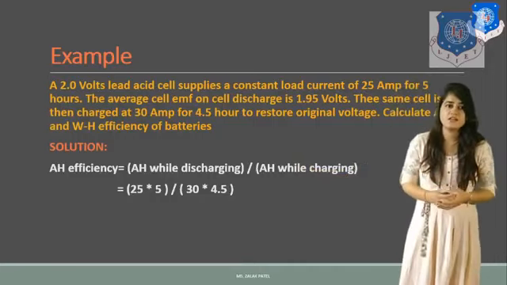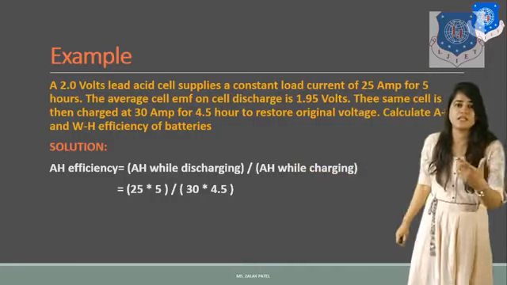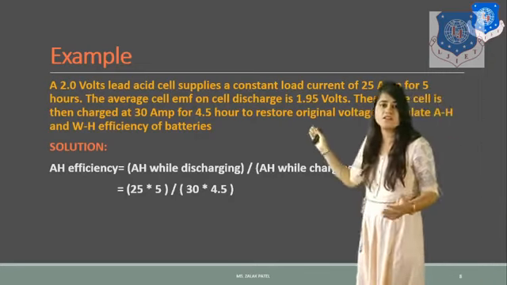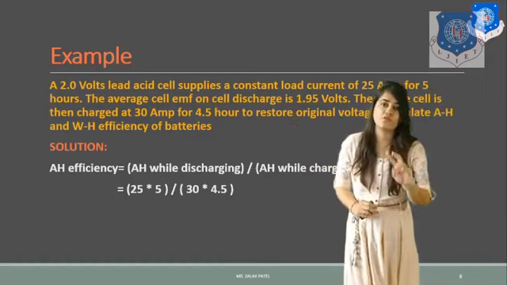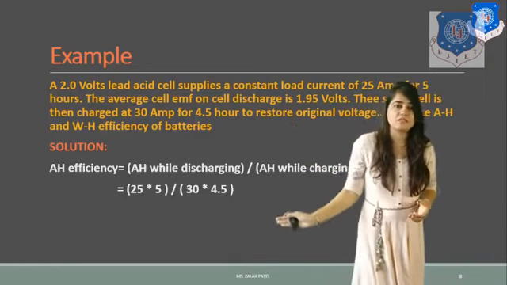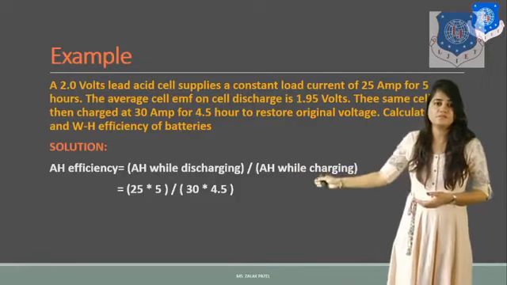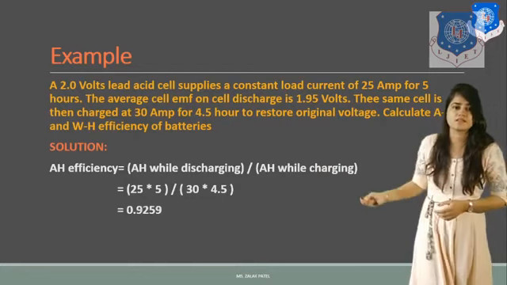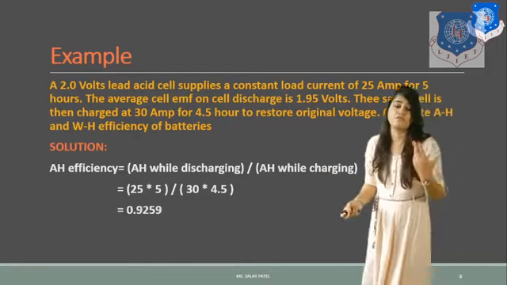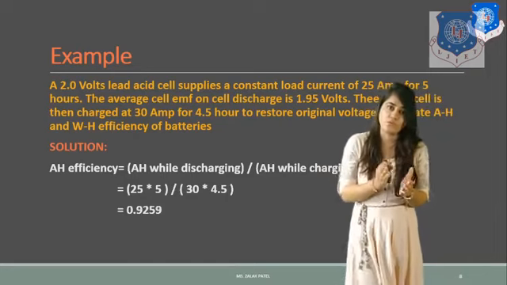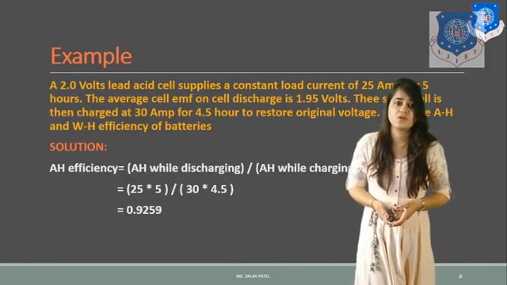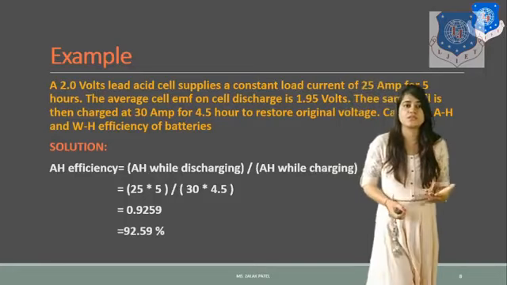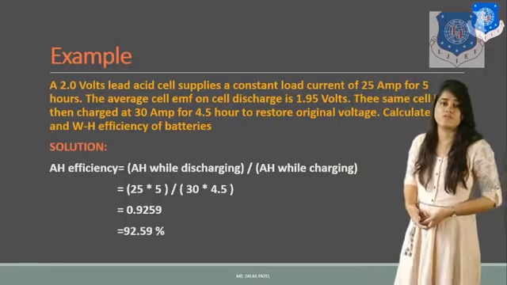Ampere hour while charging: if you see the problem statement, it is mentioned that the cell is charged at 30 ampere for 4.5 hours. Means it is a multiplication of current and time, 30 into 4.5. So it gives us the answer 0.9259. If you want to calculate in percentage terms, you have to multiply this value by 100. So it gives the answer 92.59 percent. This is the answer for ampere hour efficiency.